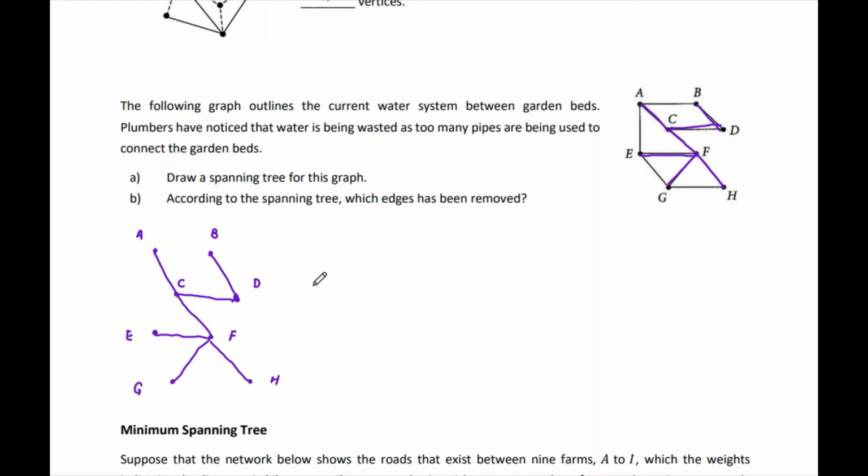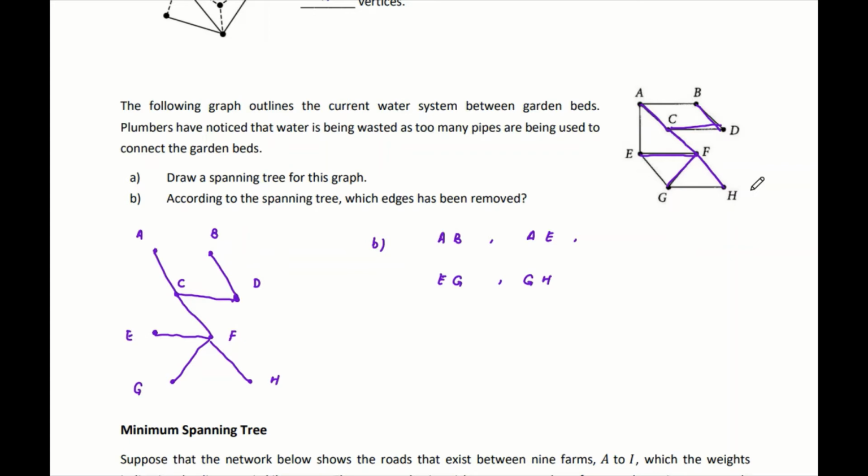According to the spanning tree, which edges have been removed? In this case, I have removed AB, AE, EG, and GH. For me to water the plants in all the garden beds, these are the necessary edges that I need. I don't really need the four removed ones here, because water can actually be transferred to every place already. So that's the idea. I hope that you get an idea of what a spanning tree is.